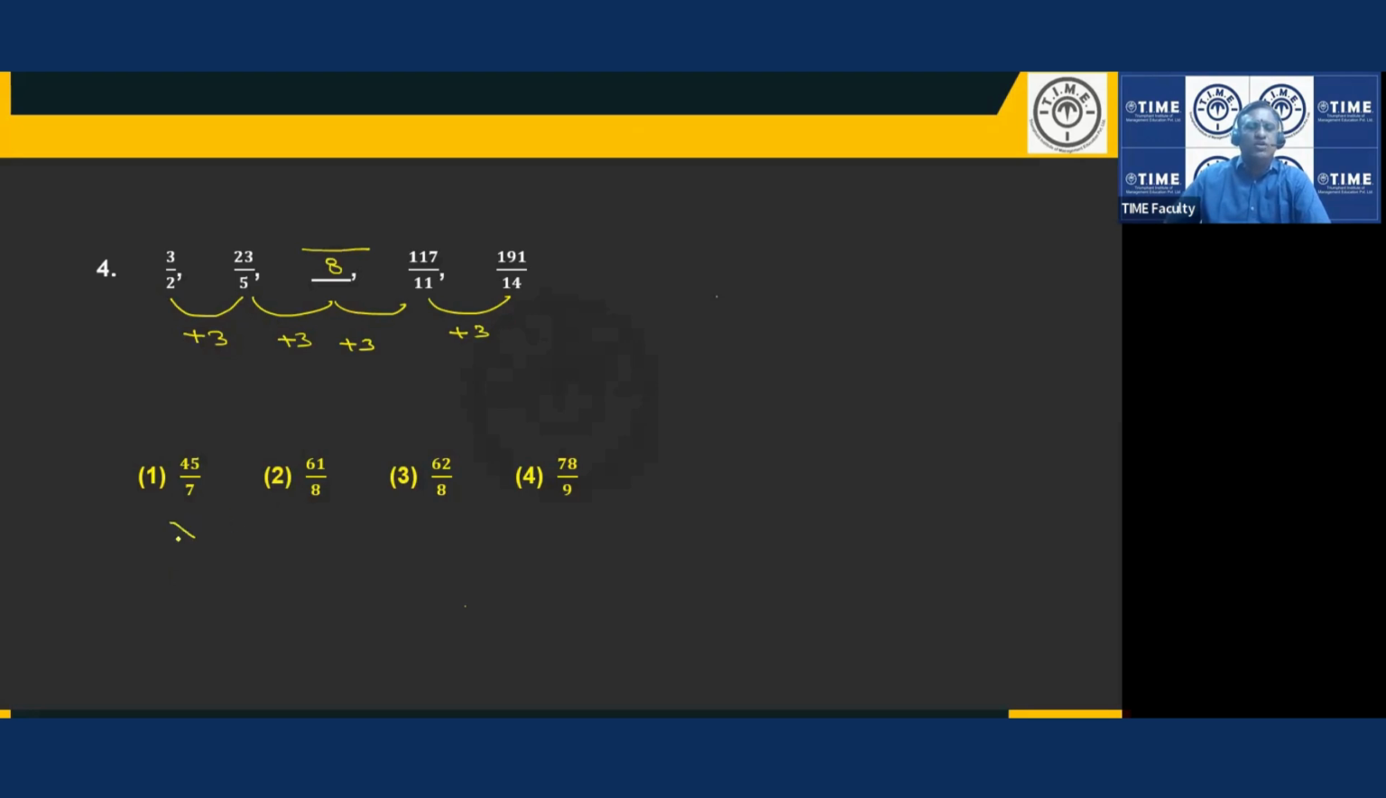Option 1 and 4 are eliminated. 2, 3, then the denominator is required. If you notice the numerator 3: 2 square 4 minus 1. In the second fraction, denominator 5, so 5 square 25 minus 2. In the third fraction, denominator 11, so 11 square 121 minus 4. In the last fraction, denominator 14, 14 square 196 minus 5. So whichever the denominator, their square minus 1, minus 2, something, minus 4, minus 5. Here I got denominator 8, so 8 square minus 3 should be there. 8 square is 64, 64 minus 3 is 61. Option number 2.